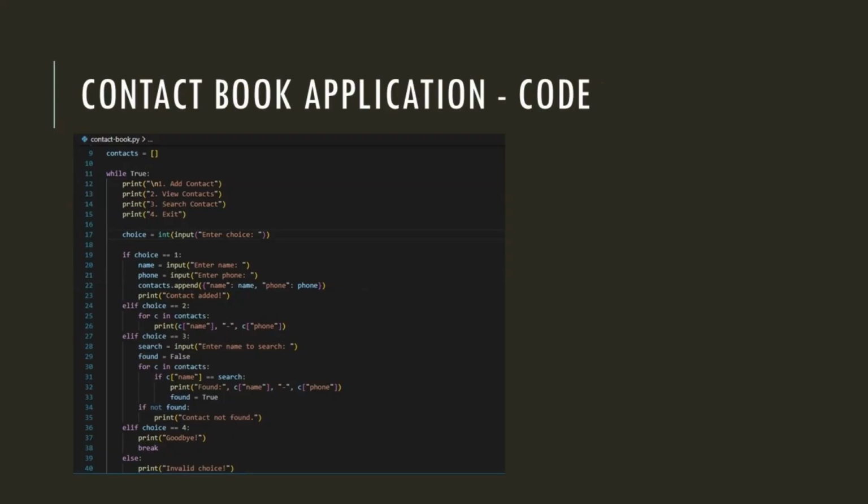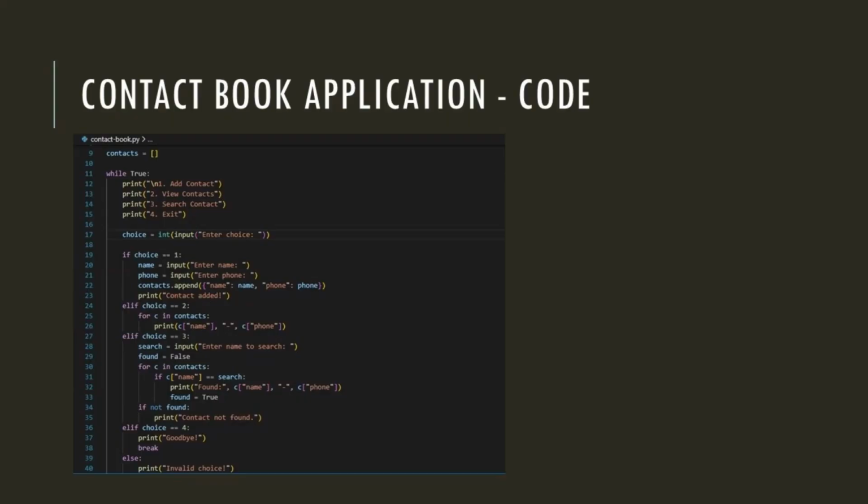Now the third choice, which is search contact. So elif choice == 3, search = input("Enter name to search"), found = False. So we initialize a boolean variable found as false and then we loop through the contact list. If we find the particular name in the list, we set found to be true.